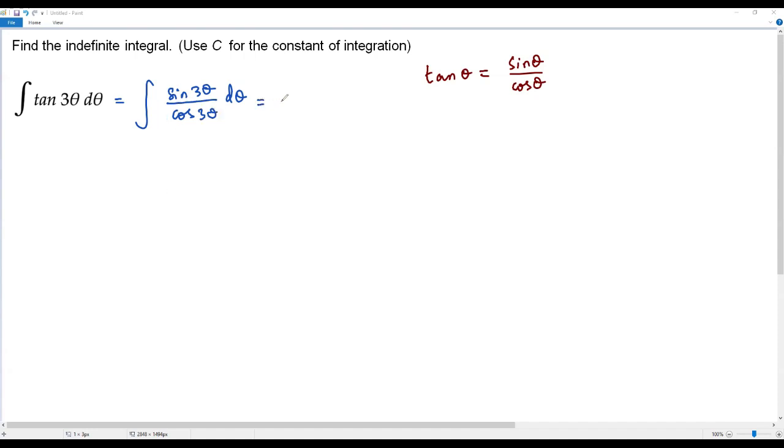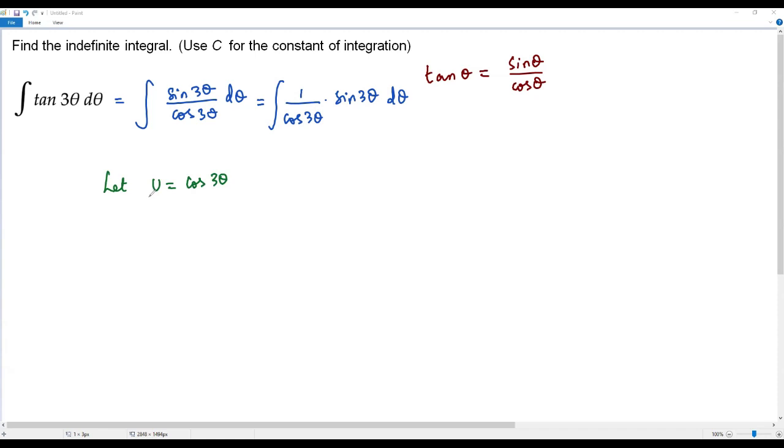Before that, let me rewrite the given integration as 1 over cosine 3 theta times sine 3 theta times d theta. Okay, now I'm going to substitute a new variable for this cosine 3 theta. Let me do it. So let u equal cosine 3 theta.